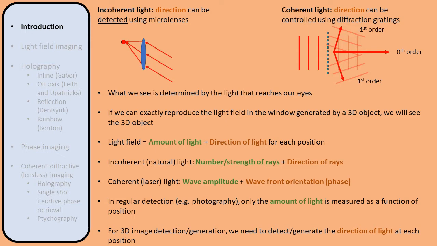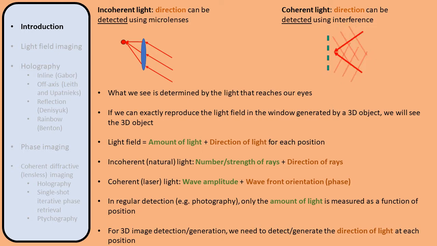In the case of coherent light, we can detect the angle between two beams of light by having them interfere with each other. The smaller the angle between the two beams, the larger the pitch of the interference pattern.